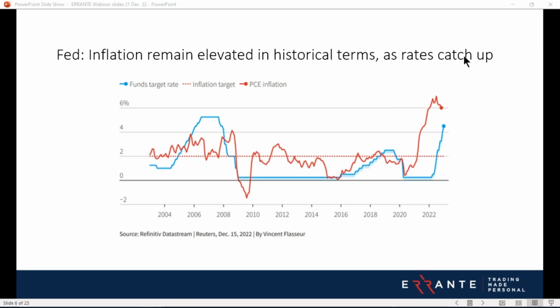So key, of course, will be, and we keep on saying this, we said it last time as well, a couple of weeks ago, just how sticky these prices are, or how quickly they will fall. Because despite falls in commodity prices and shipping rates, plus of course weakening growth, that focus will still be on how quickly these prices come down.